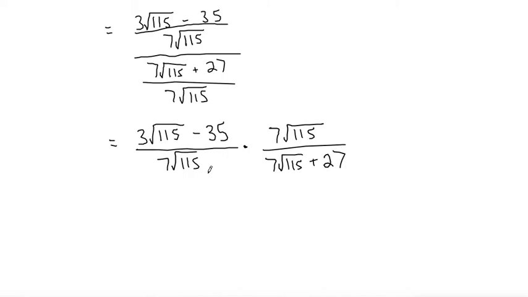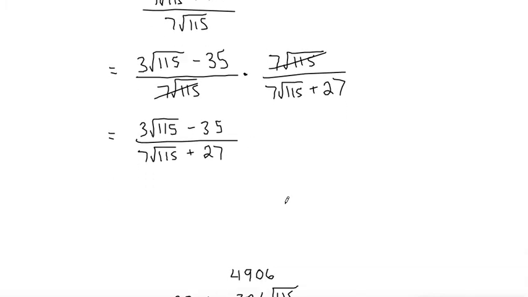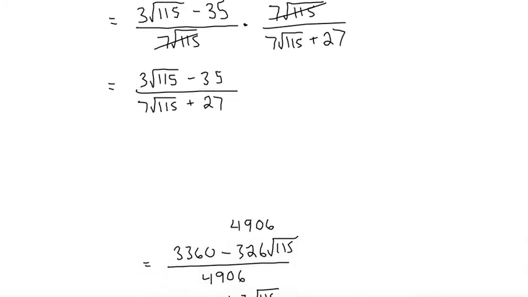Okay, and now we have a common factor on top and bottom. The 7 root 15 are going to cancel out, and multiplying that straight across, we get 3 root 15 minus 63 over 7 root 15 plus 27. Okay, so now we've simplified, except that we need to rationalize our denominator.